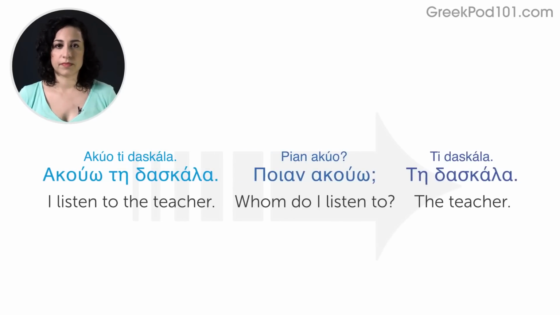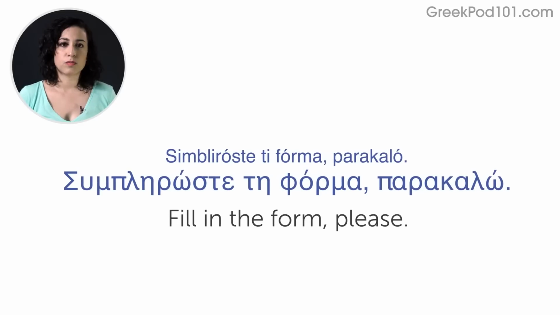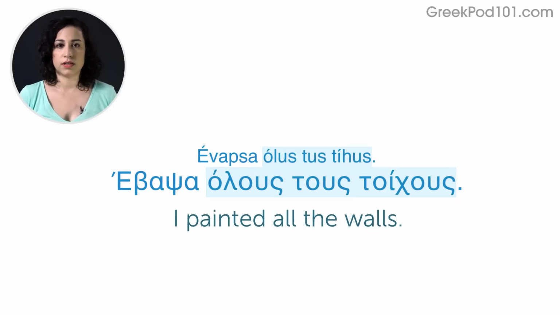Ακούω τη δασκάλα. Ποιαν ακούω? Τη δασκάλα. I listen to the teacher. Whom do I listen to? The teacher. The accusative τη δασκάλα is the direct object. Here are some more sample sentences. Συμπληρώστε τη φόρμα παρακαλώ. Fill in the form please. Έβαψα όλους τους τοίχους. I painted all the walls.